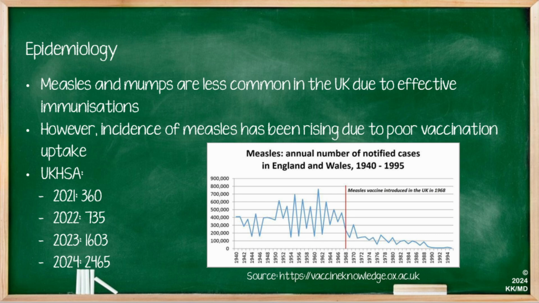In 2021, the number of cases was 360. In 2022, it rose to 735, so basically almost a doubling. 2023 saw a further approximate doubling of cases to 1,603, and the 2024 numbers so far are 2,465, and that is correct from September 2024. At the time of watching this video, of course, numbers may have changed.